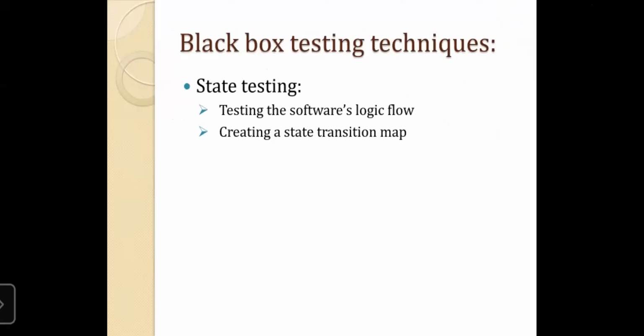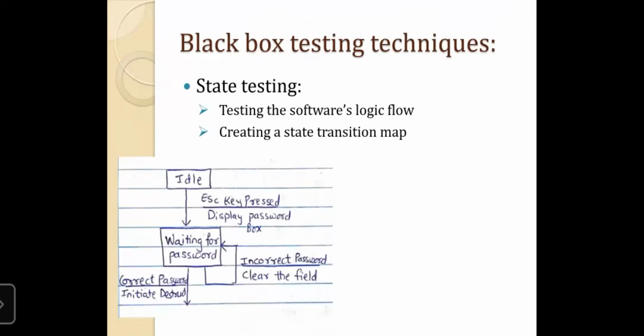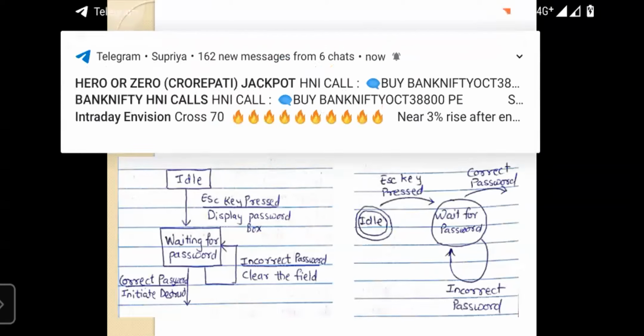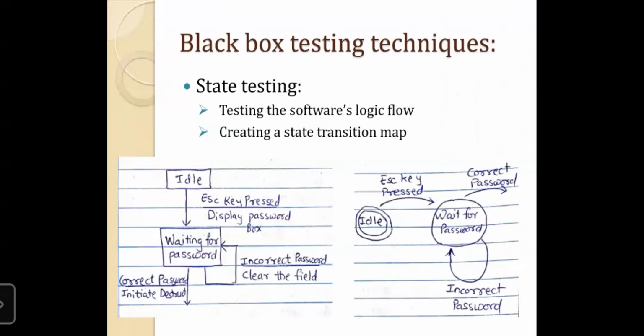And under the black box testing techniques, we have seen state testing, testing the software logic flow by creating the state transition map. So how to create this kind of map? Transition means from one state to another, you are going to change the state. How can it be possible? How rectangles and arrows, that kind of structure is used, or bubbles and arrows, this kind of structure is used. We have seen that in the last lecture.